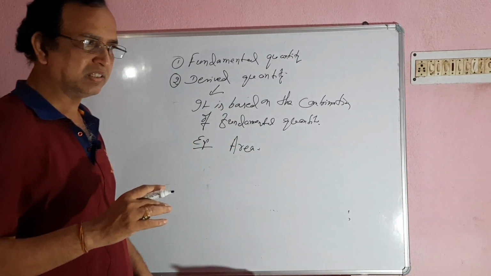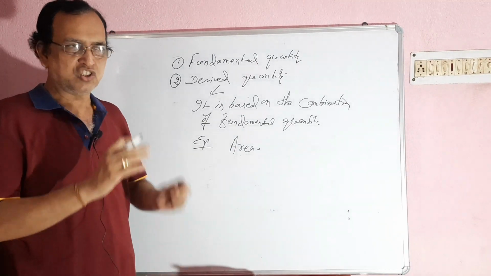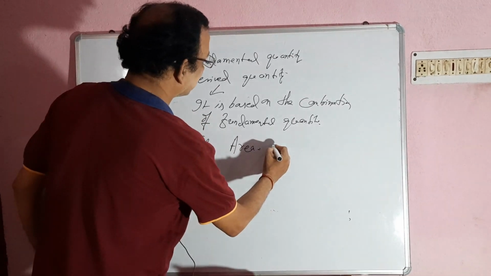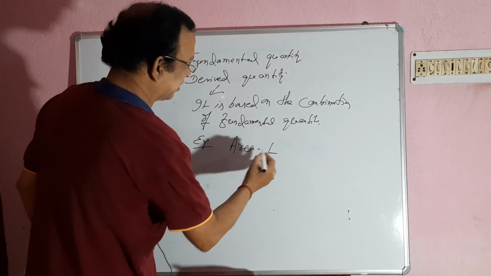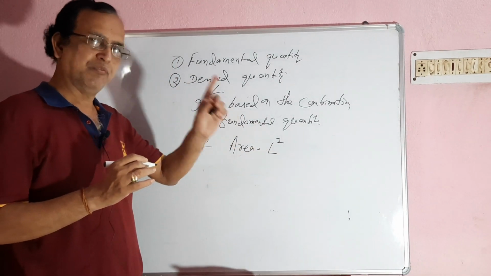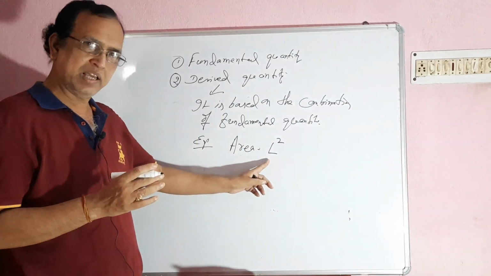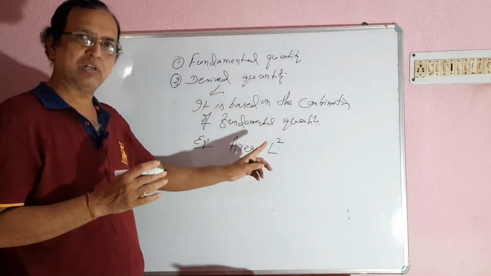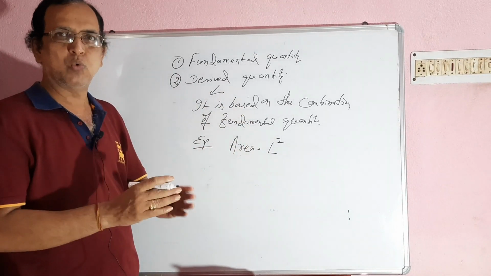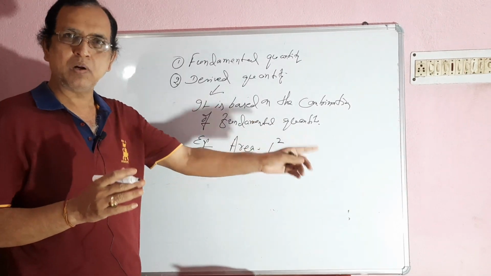What is area? Area is length into breadth. Length into breadth means both are length. The symbol for length is L. Breadth is also a length, so length into length is L square. L is the length which is fundamental. So length square is the combination of two fundamental quantities. So area is a derived quantity.